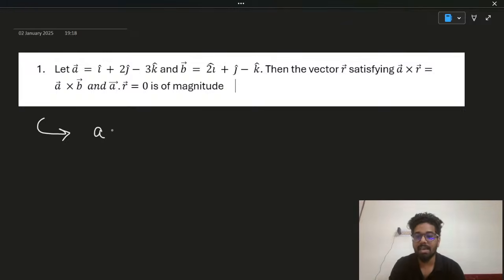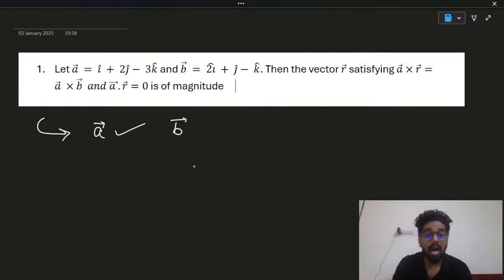Okay, question is: A vector is given and B vector is given. So see, this question can be solved in 3 ways, but I will be giving you the smart way. Your task is to figure out the other 2 ways, which are basic ways. Here we have the A vector and B vector, so we can have their magnitudes. Now they are saying that the vector R satisfying the condition is A cross R vector is equal to A cross B.